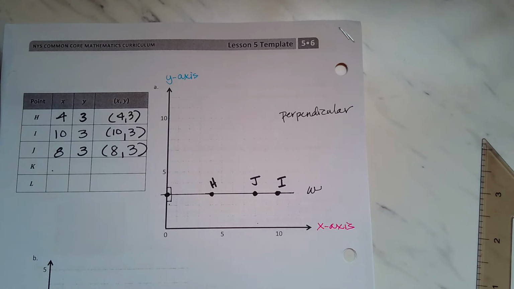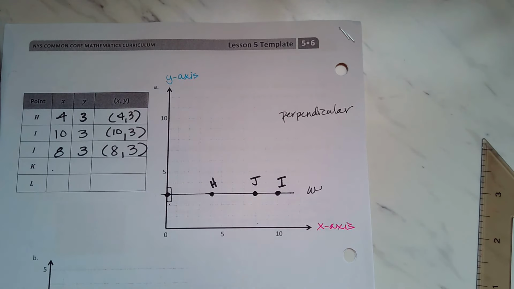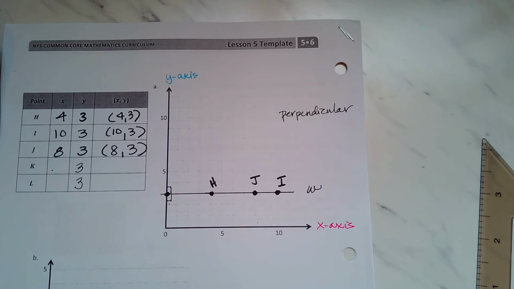So what could we say? We want to add K and L and we want them to sit on line W. What do you know for sure? Well, we know that the y coordinate would have to be 3 if it's going to sit on that line, correct? So the y coordinate doesn't change for any of the points on the line. No matter what the x coordinate is, the y coordinate has to stay the same.